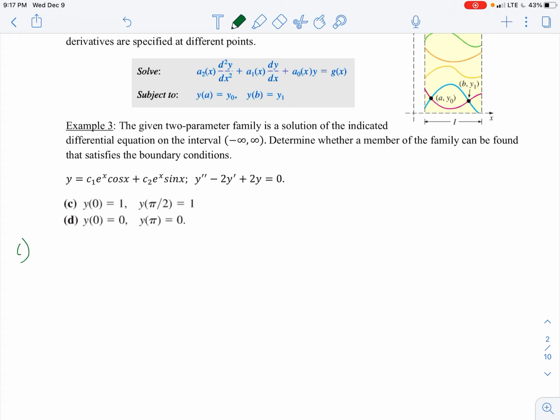We're going to first put in our initial value. y of 0 is equal to 1. I'm going to substitute everything in for x. So c sub 1 e to the 0 cosine 0 plus c sub 2 e to the 0 sine of 0, and this should equal 1. When I do the math, e to the 0 is just 1, cosine of 0 is just 1, and sine of 0 is 0, so that all equals 1. So we find that c sub 1 is equal to 1.